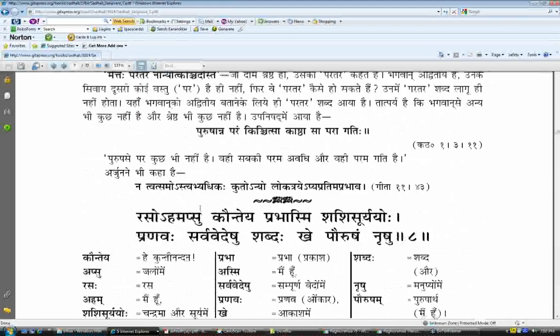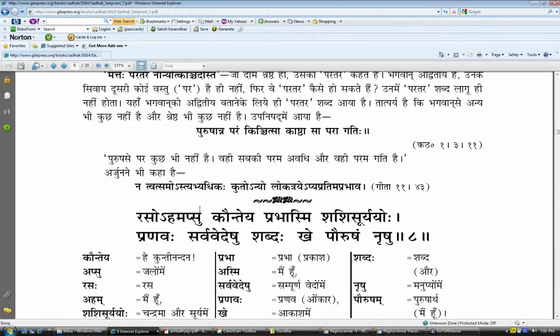Apsu. This ap is a very strange word. It is a nitya bahuvachanam, it always goes in the plural. It becomes apaha, then apaha, then adbhi, adbhya, adbhyaha, then apam, as in yo 'pam pushpam veda. You must have heard that many times, right? So apam is of the waters.